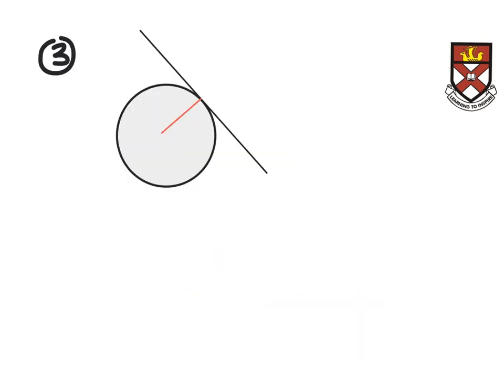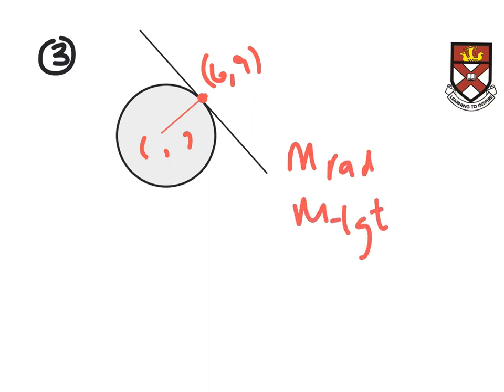Question 3, a bit easier. We can work out the centre of the circle. We know the point on the edge. Question tells us that is 6, 9. And then we just go through our procedures. Work out the gradient of the radius, work out the gradient of the tangent, use your y minus b equals m times x minus a.